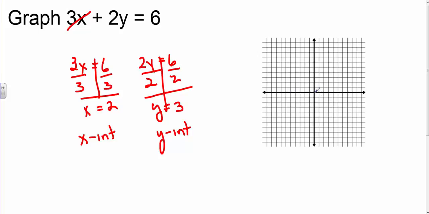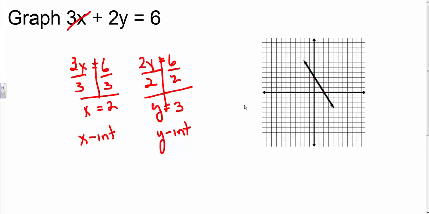So now let's come over here and graph them. We've got x equals 2. Put a dot right here. And we've got y equals 3. 1, 2, 3. Put a dot. Now we draw our line. And we graph 3x plus 2y equals 6.